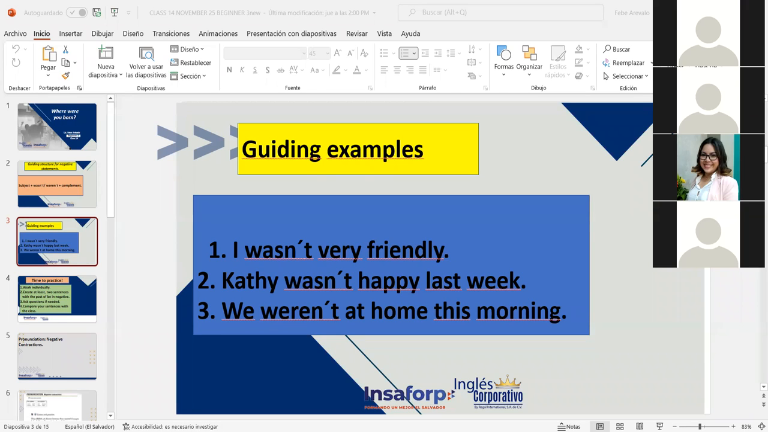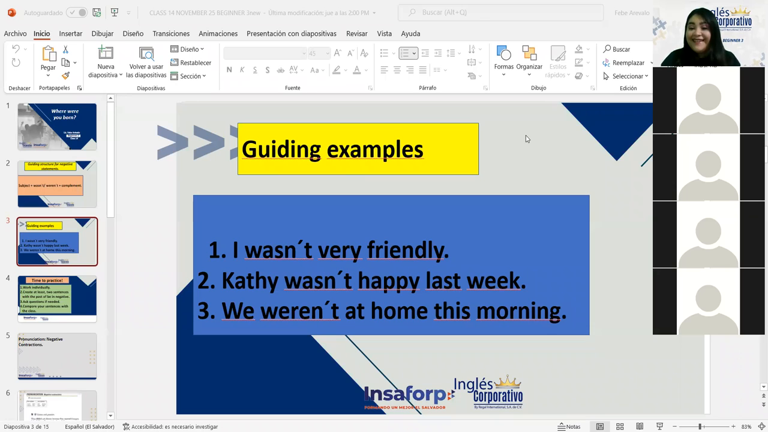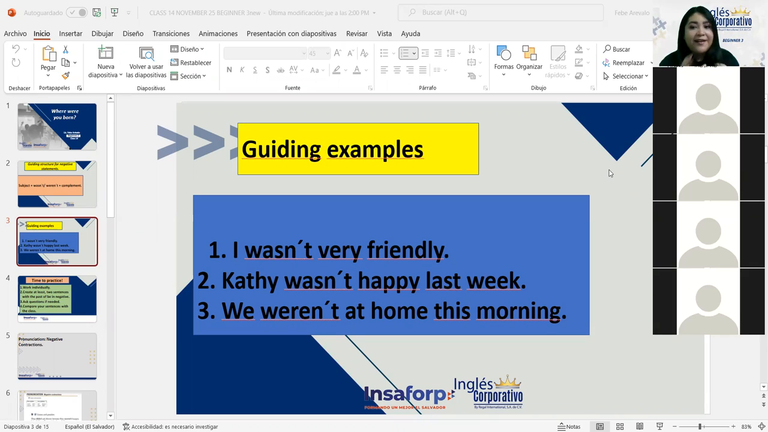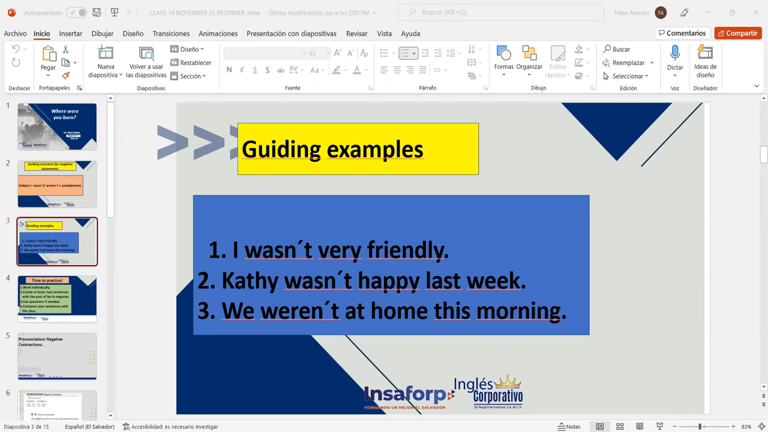Si van terminando al menos una, me dicen. Sería, I wasn't hungry yesterday. There you go, excellent. I wasn't hungry yesterday. Puede ser también, they weren't very happy in the party last night. That's correct, excellent. Ahora sí, vamos agarrando ese rhythm, very good. Y tengo una más. He wasn't the only man in the world. Exactly. That's correct, Fatima. Okay. Well structured. Bien estructurado.